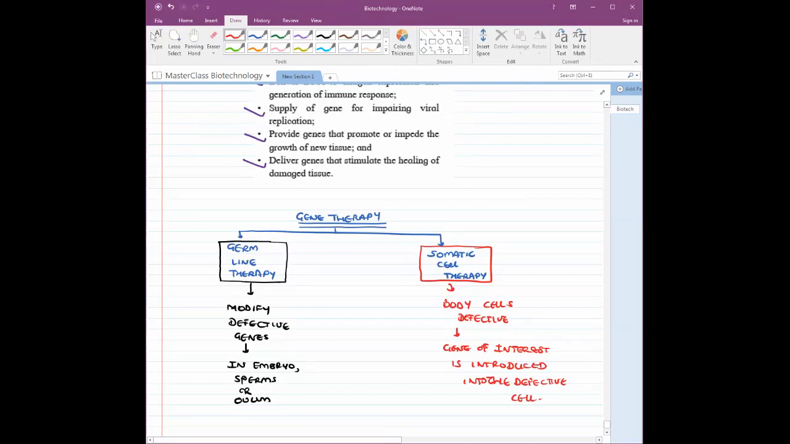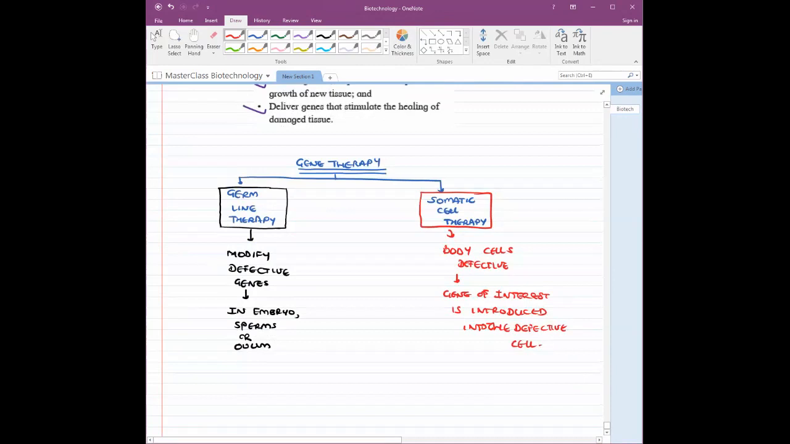So, guys, let's imagine, for example, we have our pancreas. Let's say in the pancreas you have your islets of Langerhans. In your islets of Langerhans, let's say the beta cells are defective.